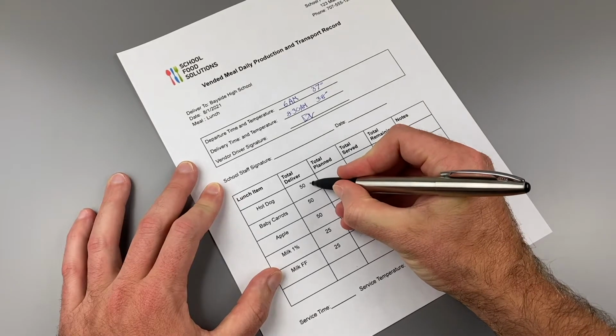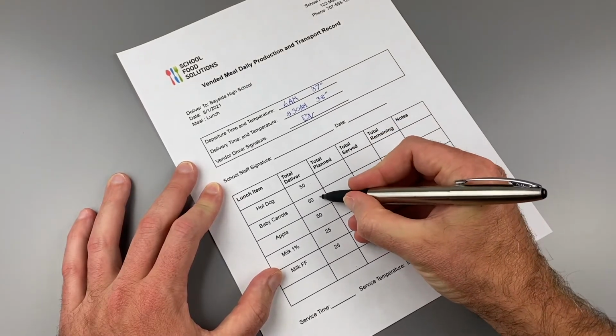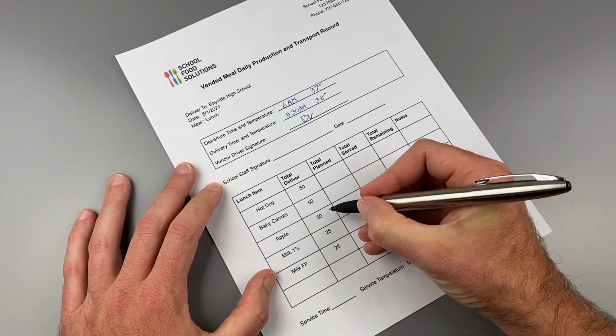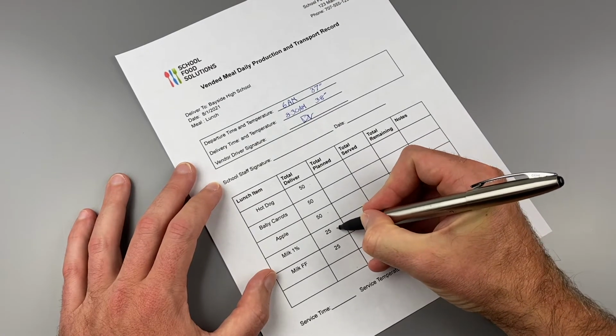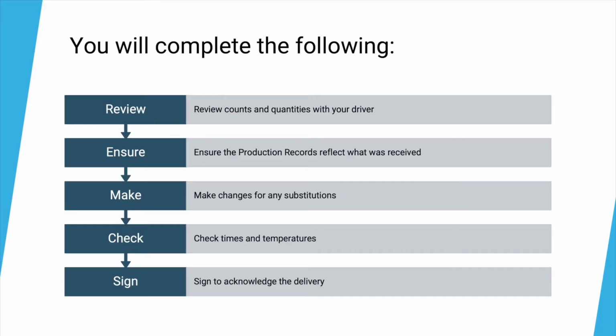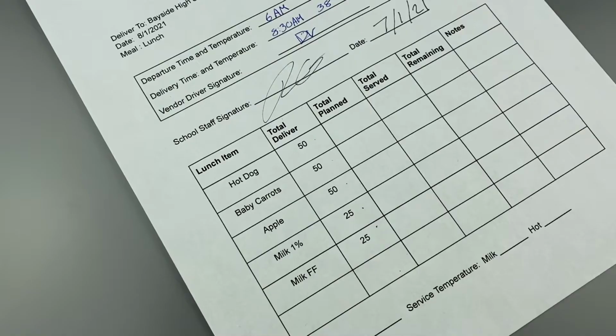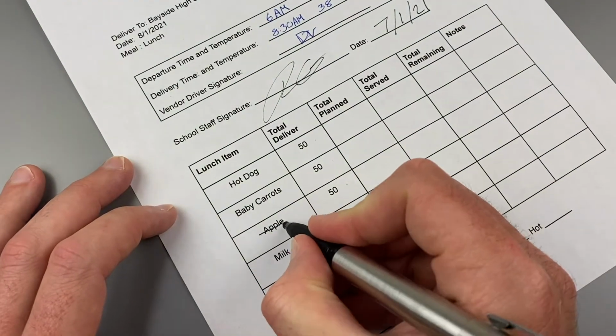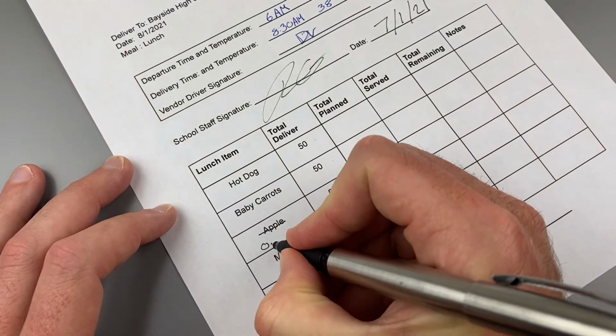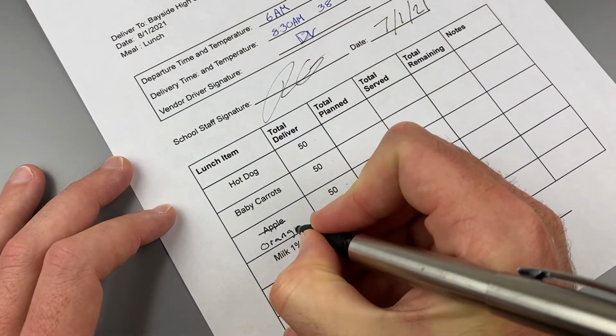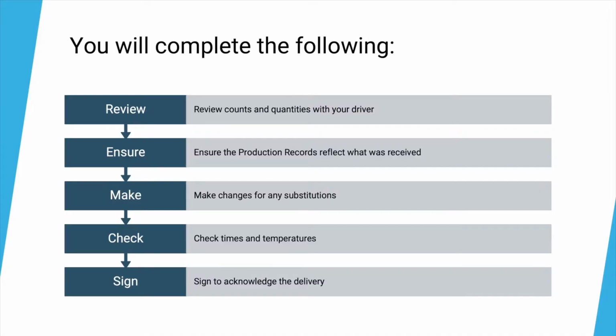In our example, the delivery includes 50 hot dogs, 50 baby carrots, 50 apples, and 25 of each type of milk. Was there a substitution? This happens. Make the changes by simply crossing off the original item and writing in the new item. In this example, our apples are now oranges. If there is an issue, it's best to resolve it with the driver. Sometimes a box is left on the truck.